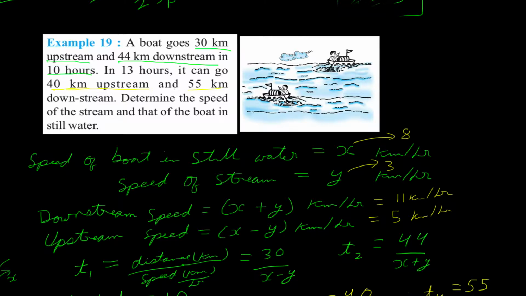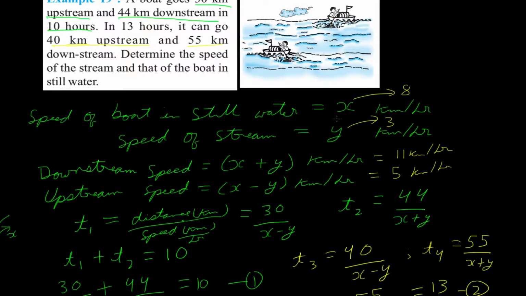Okay, let us once review this question. How did we solve it? So we have got our answer as the speed of boat in still water is 8 km per hour and speed of stream is 3 km per hour. Let us have a review for this question. So we started with the unknown. We needed to determine what is the speed of the stream. So we set it as, let's say, y km per hour, the speed of boat in still water as x.